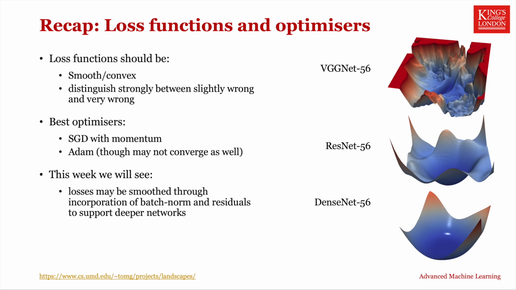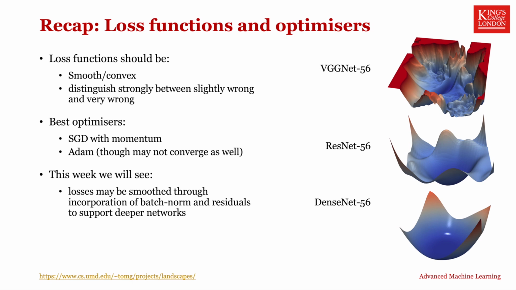What we'll see this week is that architectures evolved, most notably through the design of residual connections, which combined with batch norm worked to smooth the loss landscape and in that way support much deeper networks. So for example, this is a ResNet, which was the first to implement residual connections, and DenseNet took that concept one step further.